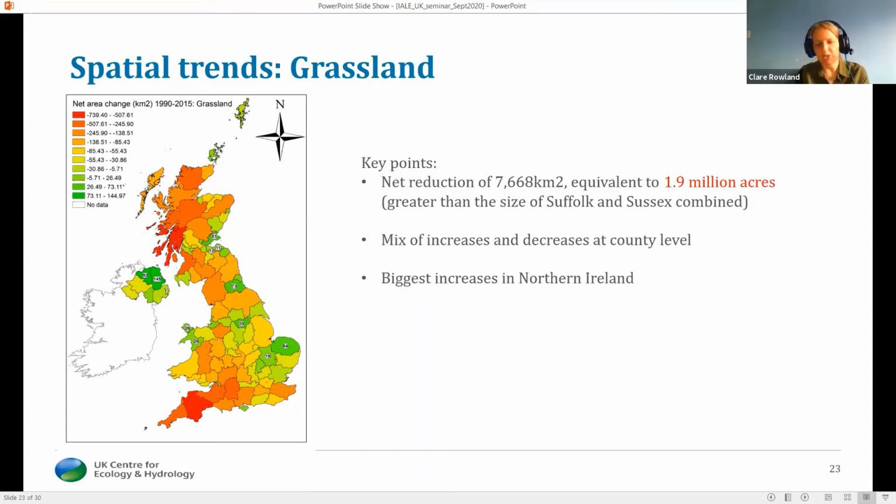2015. And to put it in some context, I haven't looked at how many football pitches it is, but it's an area greater than the size of Suffolk and Sussex combined. So I'm sure that must be lots of football pitches. For grassland, we get a mix of increases and decreases at county level. The biggest increases are in Northern Ireland, but we also see some increases in Norfolk and a couple of other counties as well.